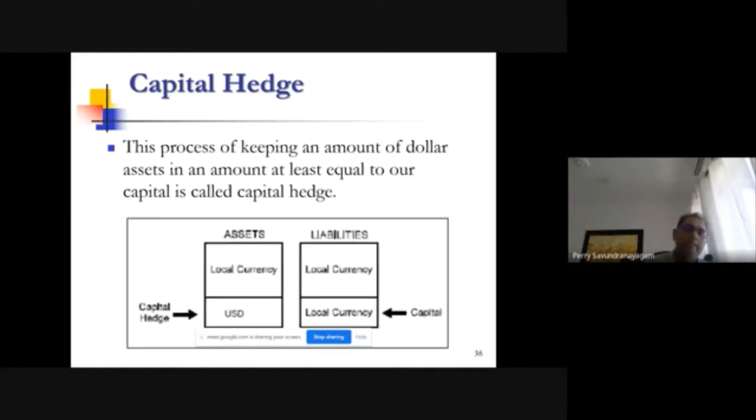Okay, so basically, how do you manage this? In order to manage this, just ignore these ones for a second. If you keep an amount of US dollar assets equal to the capital that you have sent to your head office, to mitigate the risk of the exchange on the other side that you have done on that particular currency, then you are running a capital hedge.